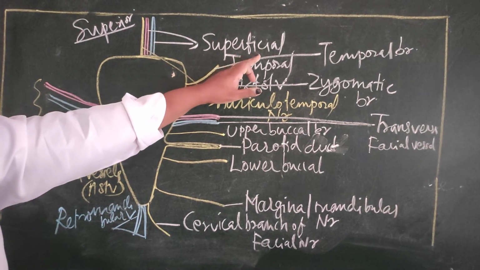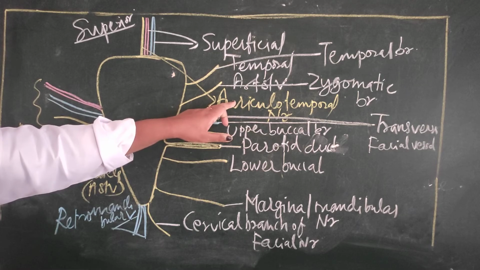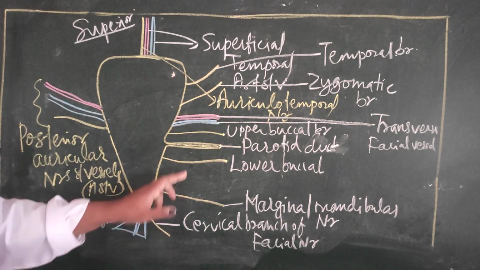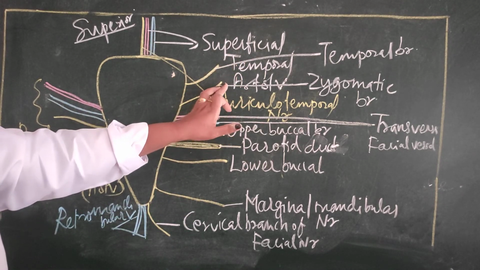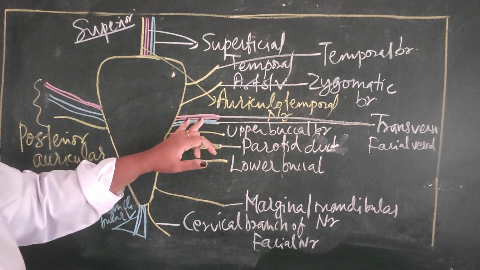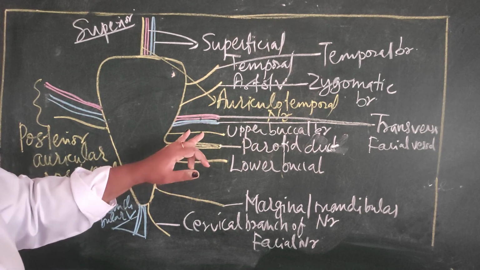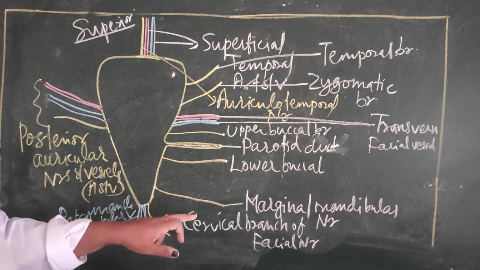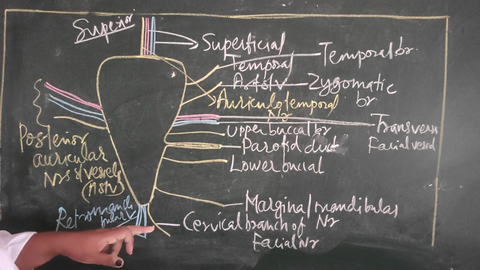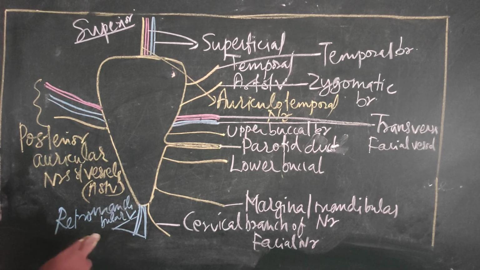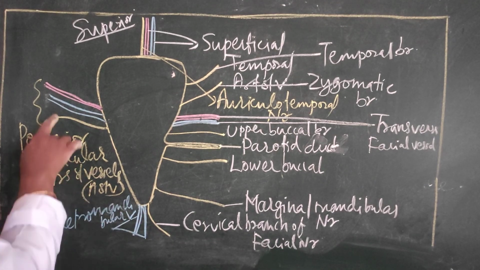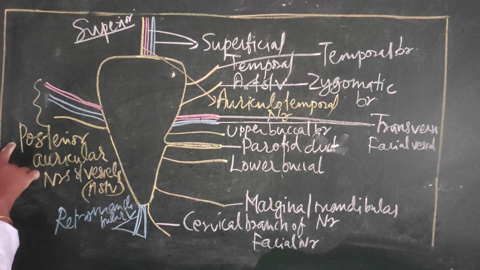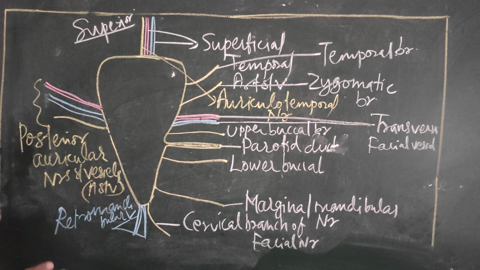Again, the superficial temporal artery and vein with the auriculotemporal nerve. Anteriorly, the temporal branch of the facial nerve, zygomatic branch of the facial nerve, the transverse facial vessels, upper buccal branch of the facial nerve, parotid duct, lower buccal branch of the facial nerve, marginal mandibular branch of the facial nerve. The cervical branch of the facial nerve and the retromandibular vein emerge through the apex, and posteriorly through the posterior border there are posterior auricular nerves and vessels emerging.